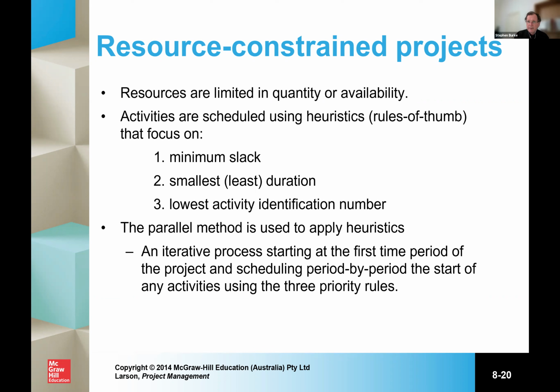And the parallel method is used to apply a heuristics, which is an iterative, that is, repeats itself process, which starts at the first time period of the project and scheduling then period by period the start of any activities using those 3 priority rules. So just think about the 3 priority rules: slack, duration, minimum identification, lowest ID number, which means it's towards the beginning. And then the parallel process is iterative, and it starts at the first time period and then scheduling period by period.